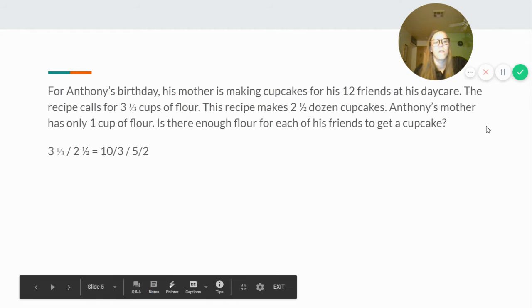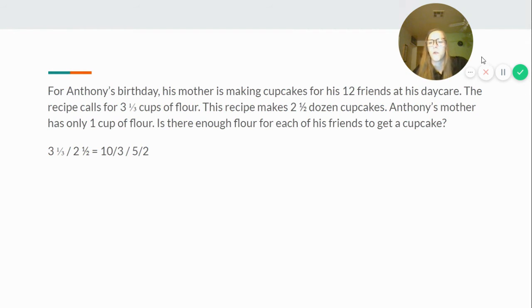Okay, one more example before you work on one on your own. So we have Anthony, it's his birthday. His mom is making cupcakes for his 12 friends at daycare. The recipe calls for 3 1/3 cups of flour. This recipe makes 2½ dozen cupcakes. Anthony's mother has only 1 cup of flour. Is there enough flour for each of his friends to get a cupcake?